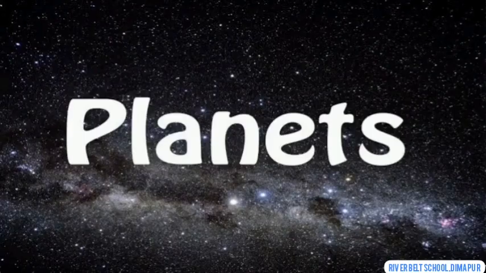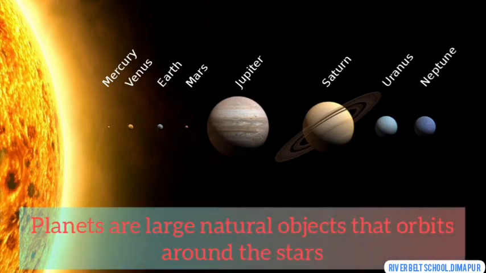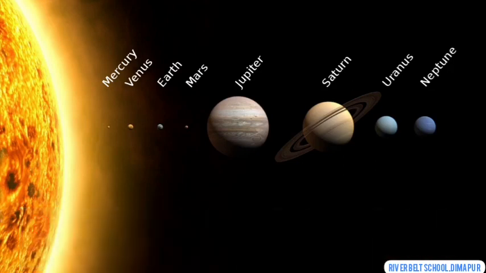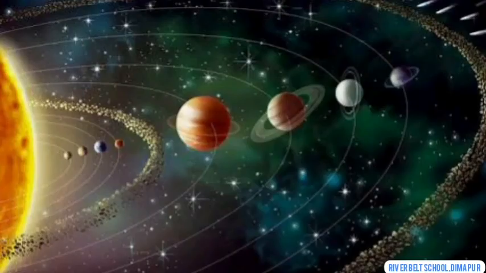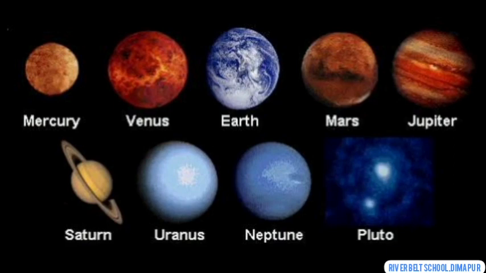Planets. What are planets? Planets are large natural objects that orbit around the stars. There are 8 planets in our solar system. All these planets revolve around the Sun in fixed paths known as orbits. Some of these planets have their own natural satellites or moons. For example, Jupiter has 67 moons while Earth has only 1 moon. Let us learn more about the 8 planets.